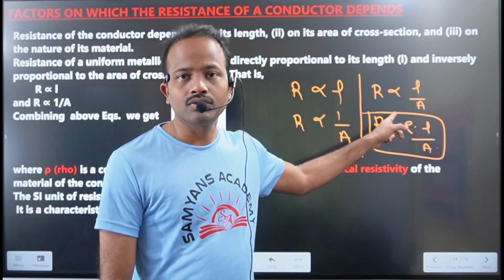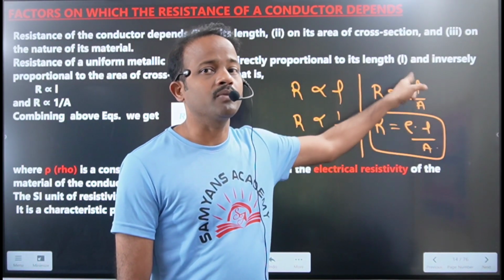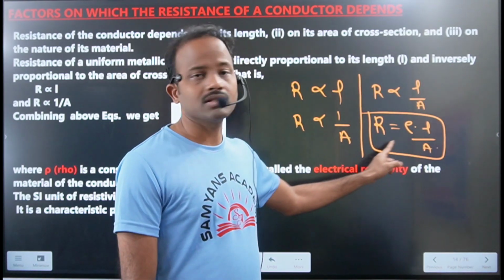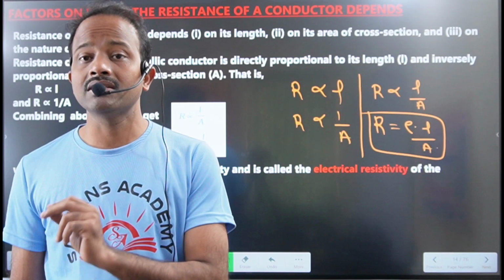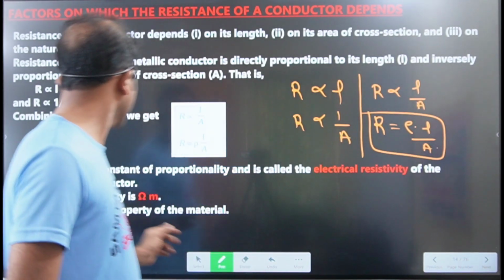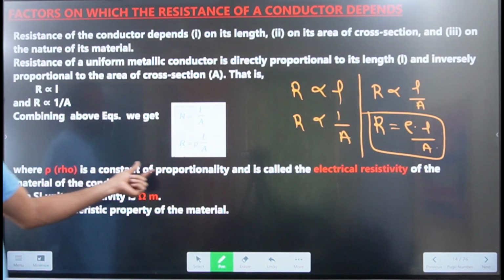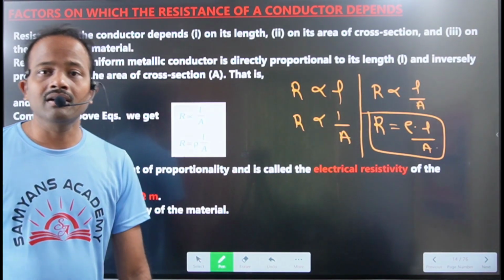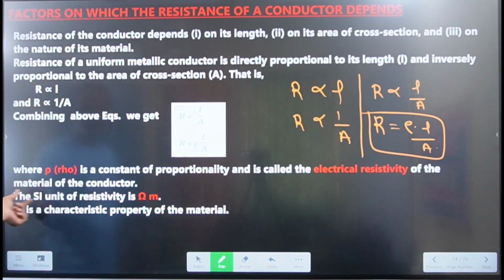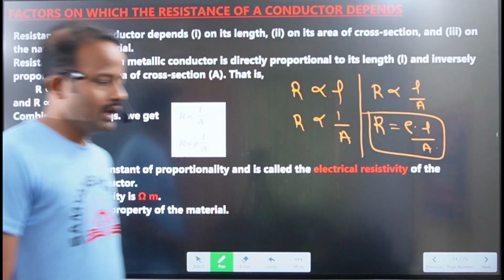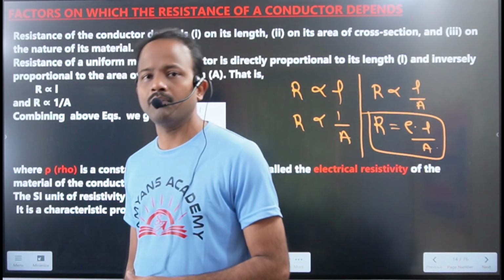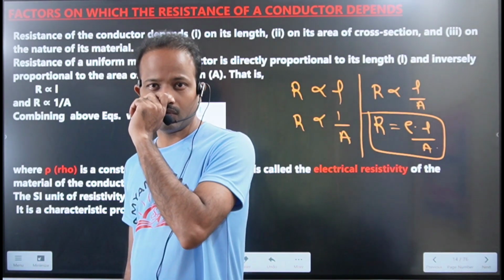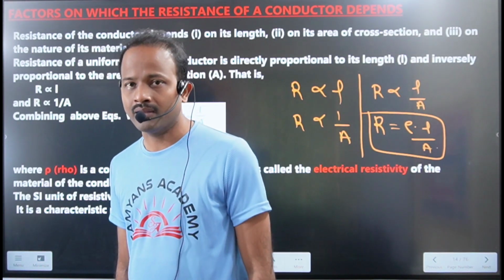When you combine these two things, resistance is directly proportional to L by A, resistance equal to rho into L by A, where rho we call as resistivity, this is the constant, and where rho is the constant of proportionality and is called the electrical resistivity of the material of the conductor. Each conductor is having some opposing nature of the flow of charge. Okay, it depends on the material to material, it varies.